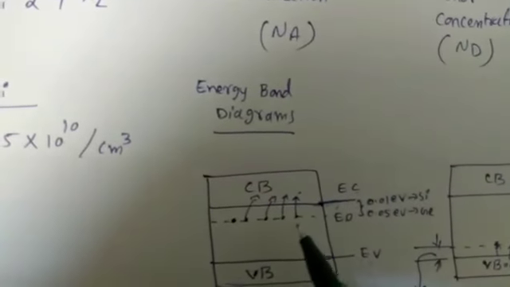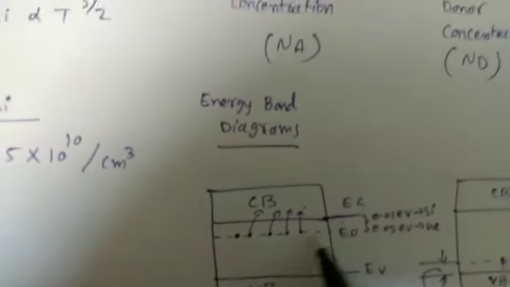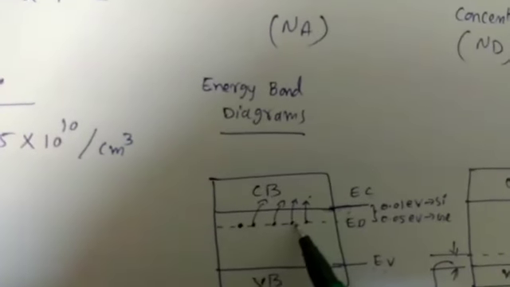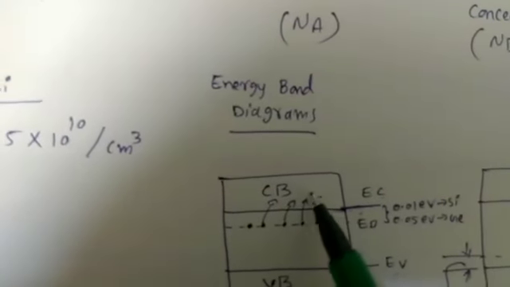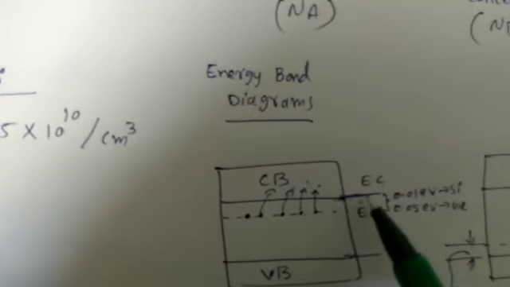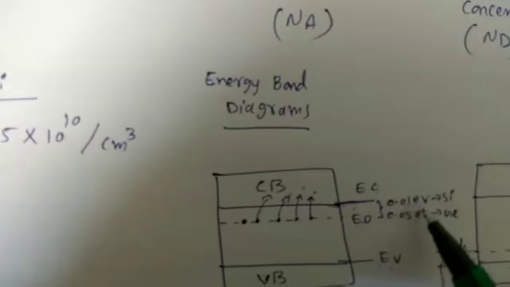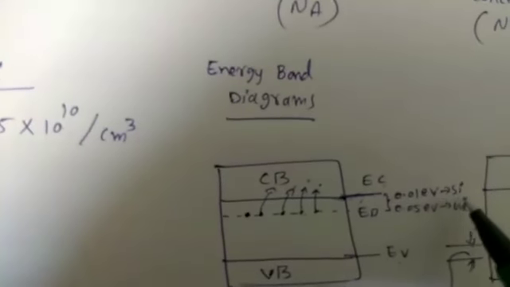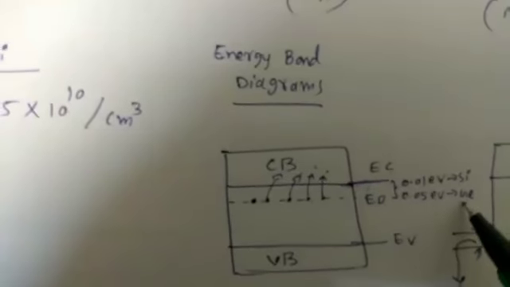Now when we are doping, there is one more level called the donor level, ED. In this level there are some electrons. Then when we apply a small voltage, these electrons will be transferred to the conduction band. This gap we should remember: that is 0.01 electron volt for silicon, 0.05 electron volt for germanium.